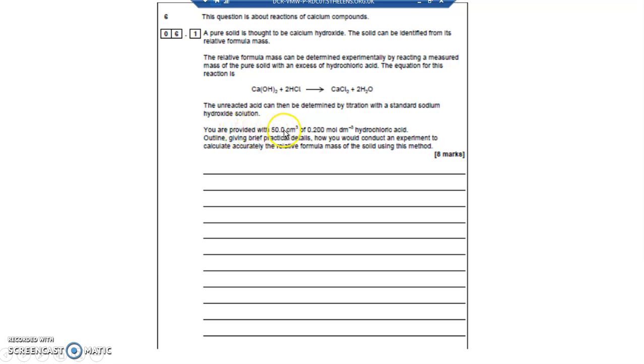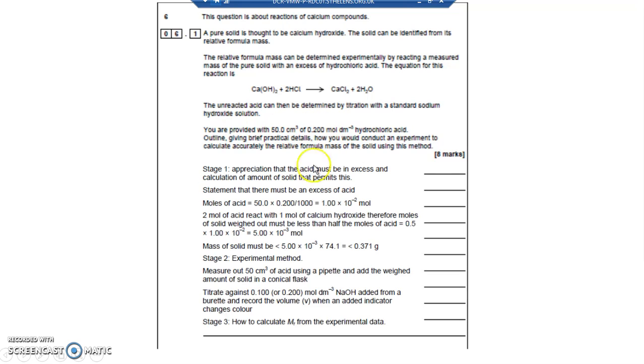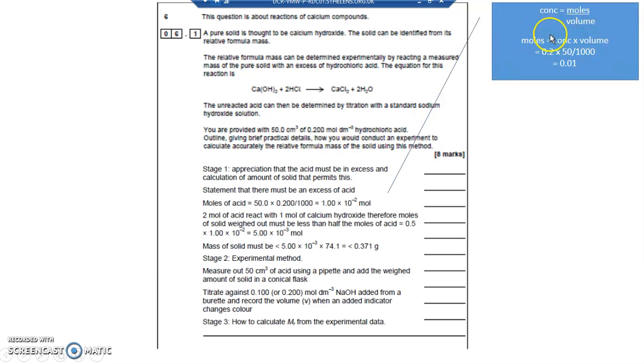So you're provided with 50 cm³ of 0.2 mol dm⁻³ hydrochloric acid. First of all, before we go any further, let's work out how many moles that is. We've been given a volume and a concentration. Concentration is moles divided by volume, so moles is concentration times volume. Concentration is 0.2. The volume is 50 cm³, and we've got to get into dm³. Going from cm³ up into the larger unit dm³, you divide by 1,000. So it's 0.2 multiplied by 50 divided by 1,000, which is 0.01. That's the number of moles of acid that we've got.